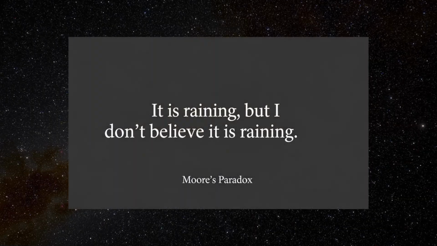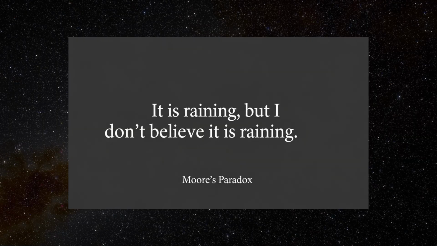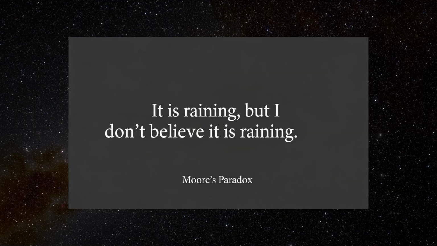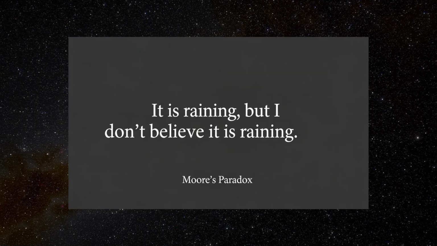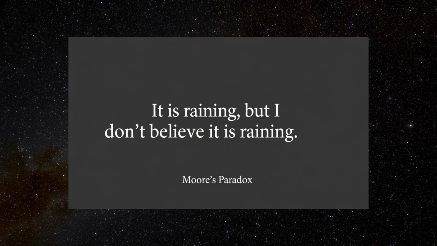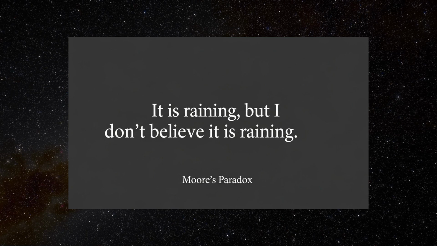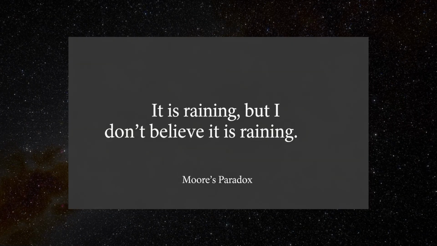Moore's Paradox. Moore's paradox is a fascinating and subtle philosophical puzzle first articulated by British philosopher G. E. Moore in the early 20th century. It does not involve a contradiction in logic per se but highlights a peculiar inconsistency between belief and assertion. The paradox arises when someone makes a statement like, "It's raining, but I don't believe that it's raining."